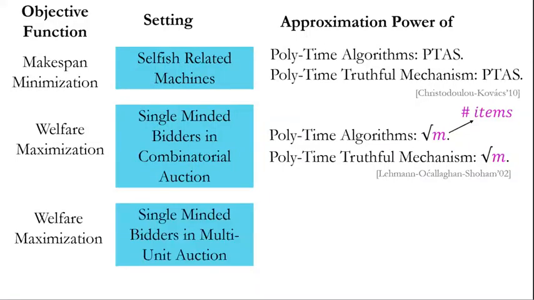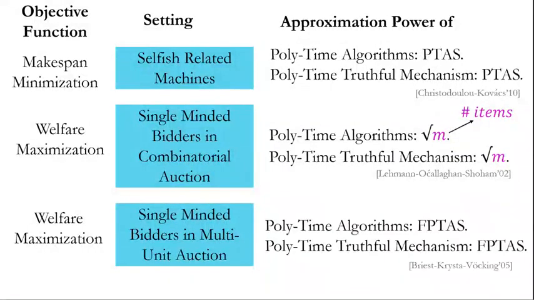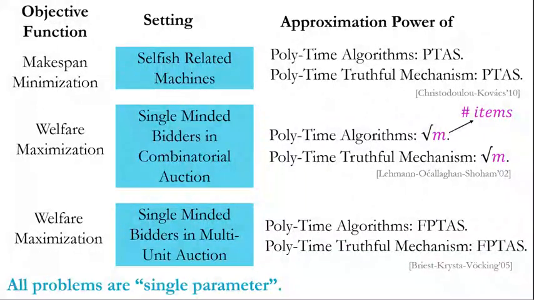Similarly, if we consider welfare maximization for single-minded bidders in an auction with identical items called multi-unit auction, then again, truthful polynomial time mechanisms are as powerful as polytime algorithms. And note that these problems all share one thing in common. They are all considered single parameter, which means that the private information of each strategic agent is one-dimensional.